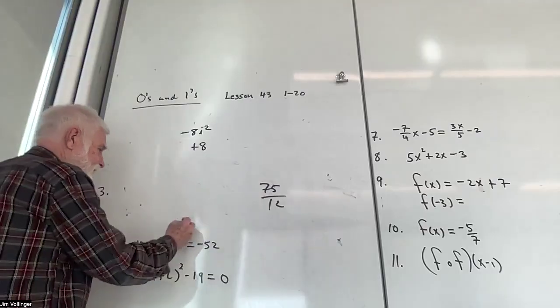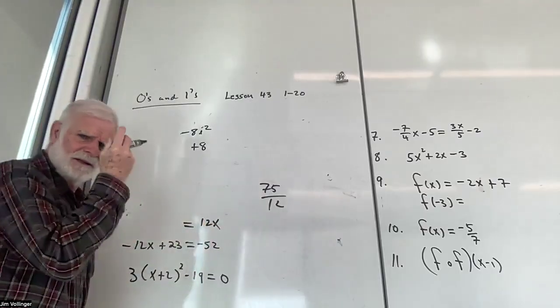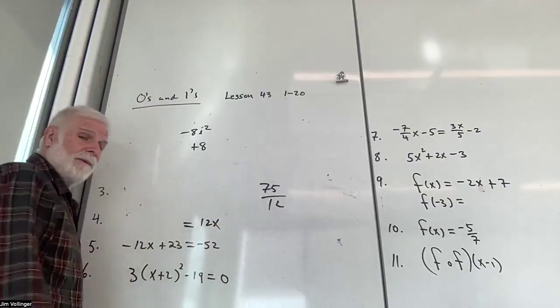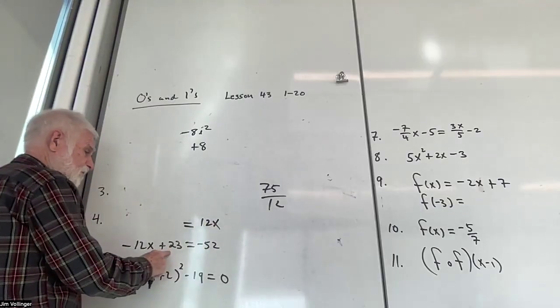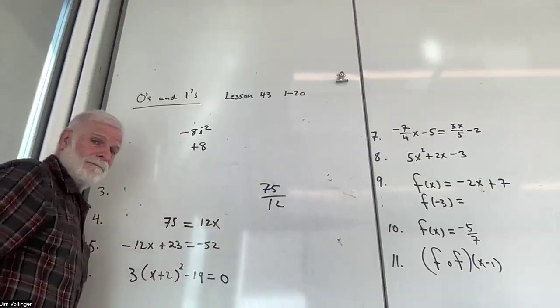Well, let's practice by moving -12 to the other side. I'm not dividing by a negative. It's a little less to worry about. 52 plus 23 is 75. I'm liking my answer.